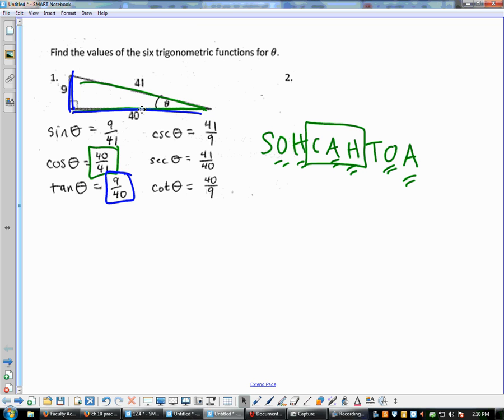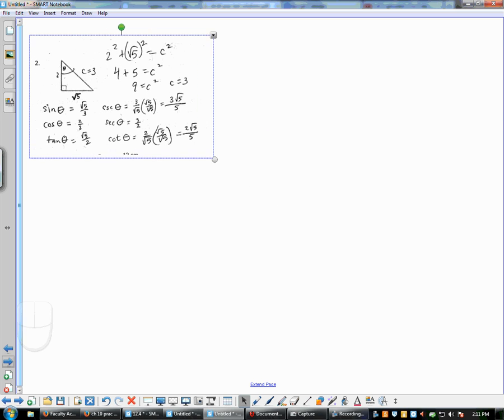Then to get the other 3 trig functions, you do need to remember that sine and cosecant are reciprocals of each other. So we just have to flip 9 over 41 and we get 41 over 9 as the cosecant. Then we know that the cosine and the secant are reciprocals of each other. So 40 over 41 was the cosine, so 41 over 40 is the secant. Tangent and cotangent are reciprocals, so if tangent's 9 over 40, cotangent is going to be 40 over 9. Let's take a look at number 2.